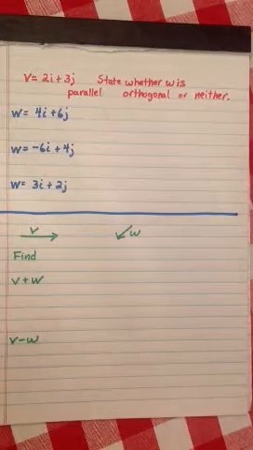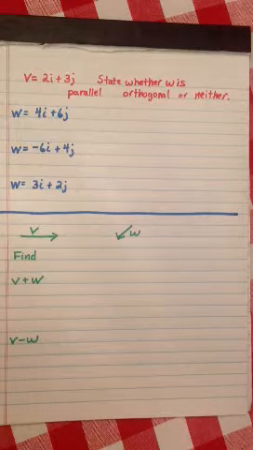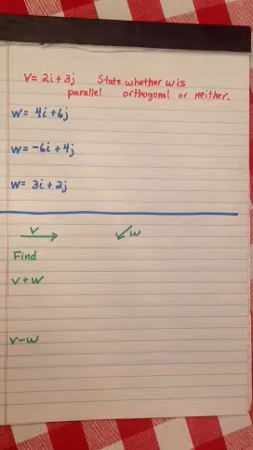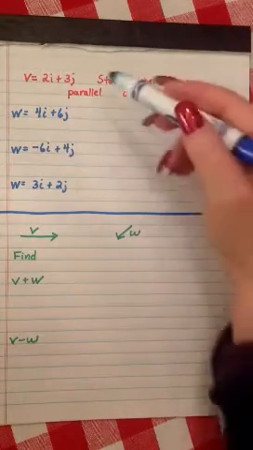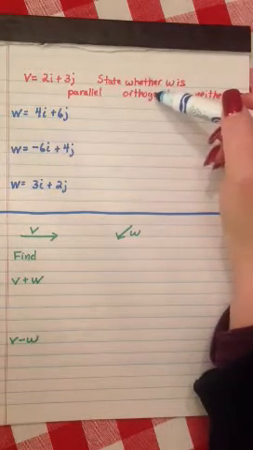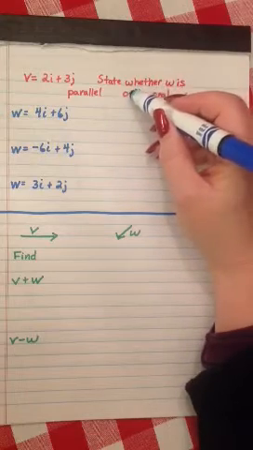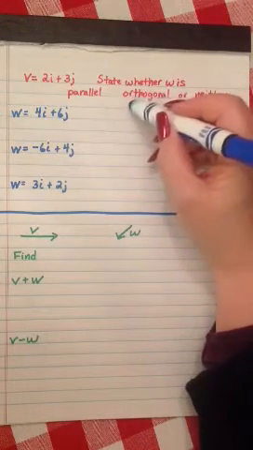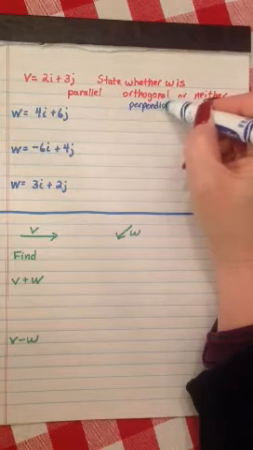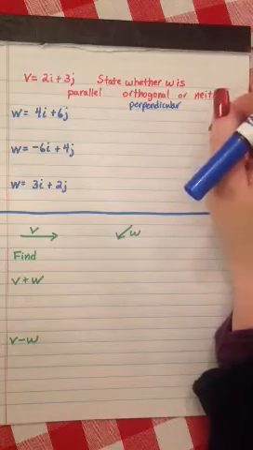This part is kind of the easy part. It says if V is 2i plus 3j, state whether W is parallel, orthogonal, or neither. Remember, parallel will mean that they have the same slopes. Orthogonal will mean that their slopes are negative reciprocals. Remember, another name for orthogonal is perpendicular. This is just like perpendicular. It's just when it happens to vectors, they call it orthogonal. Or it can be neither parallel nor orthogonal.